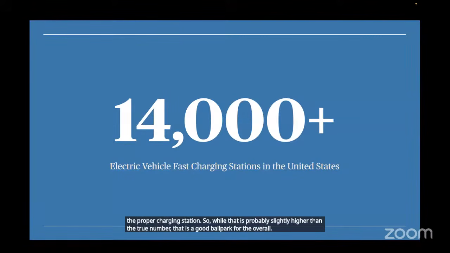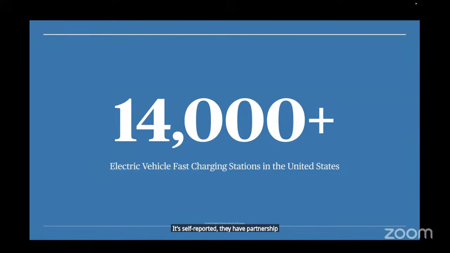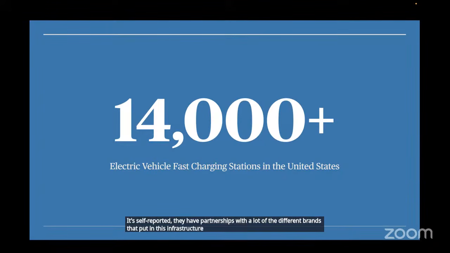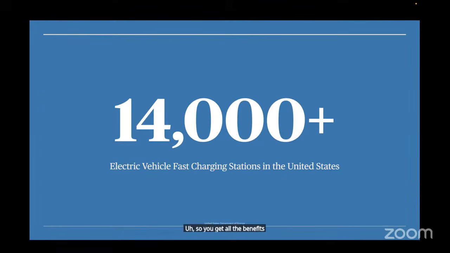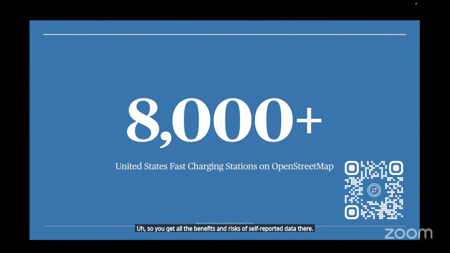It's self-reported. They have partnerships with a lot of the different brands that put in this infrastructure. So you get all the benefits and risks of self-reported data there. In OpenStreetMap, we have over 8,000 of these stations mapped. We do tend to have a bit higher bar for surveying and ground truthing. We also have some cleanup to do. Same thing where each charge point was sometimes put as a station.